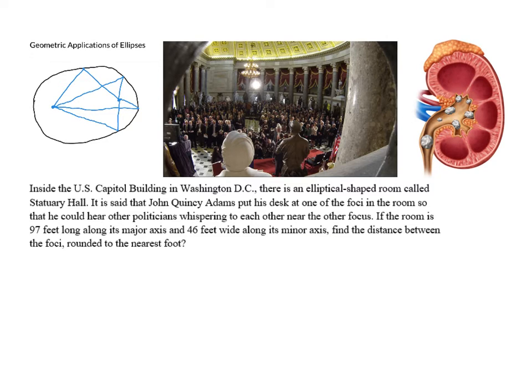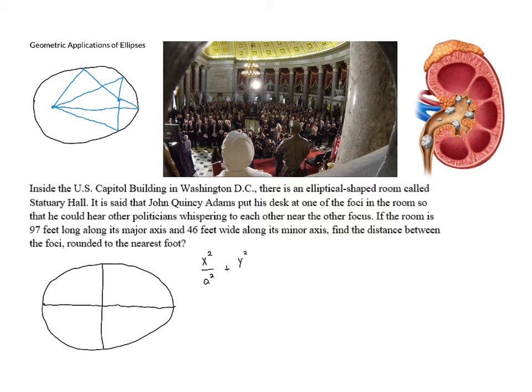Let's go ahead and make a quick sketch of this room. We know it is elliptical in shape. We know that it is 97 feet long along the major axis and 46 feet wide. So remember, the equation of an ellipse is given by x squared over a squared plus y squared over b squared equals 1, where a is half the distance along the major axis and b is half the distance along the minor axis.